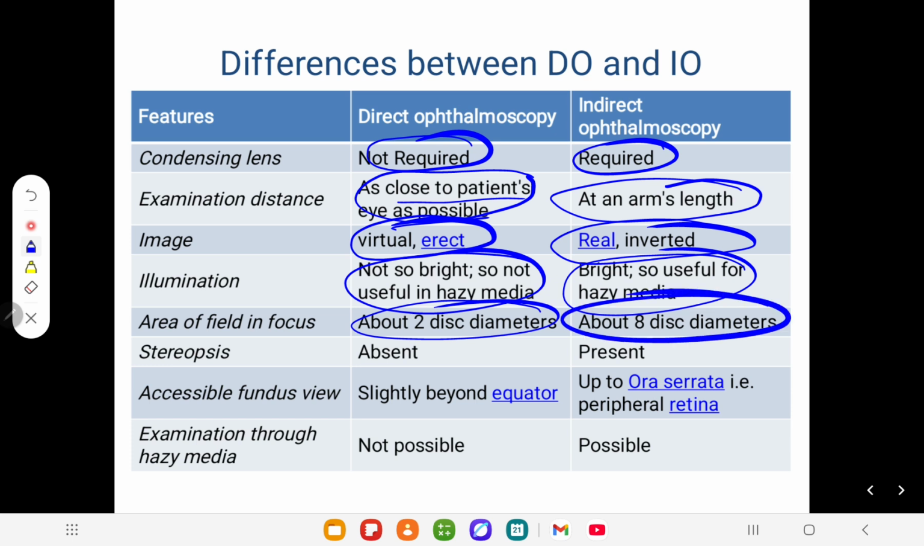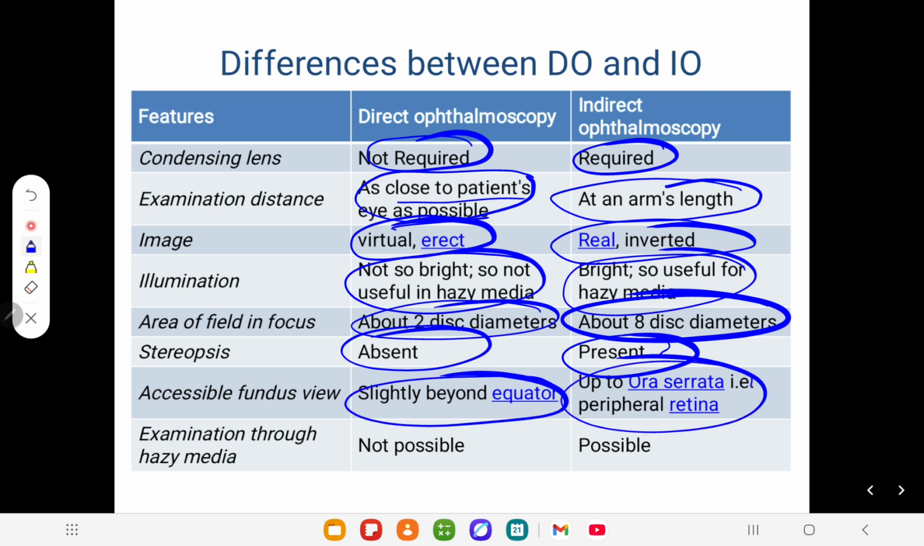Okay. Stereopsis is absent in direct ophthalmoscope and present in indirect ophthalmoscope. Accessible fundus view is slightly beyond the equator in direct, but up to the ora serrata or peripheral retina in indirect ophthalmoscope. Examination through hazy media is either not possible in direct, or possible but the image is not good, but in indirect ophthalmoscope it is definitely possible.